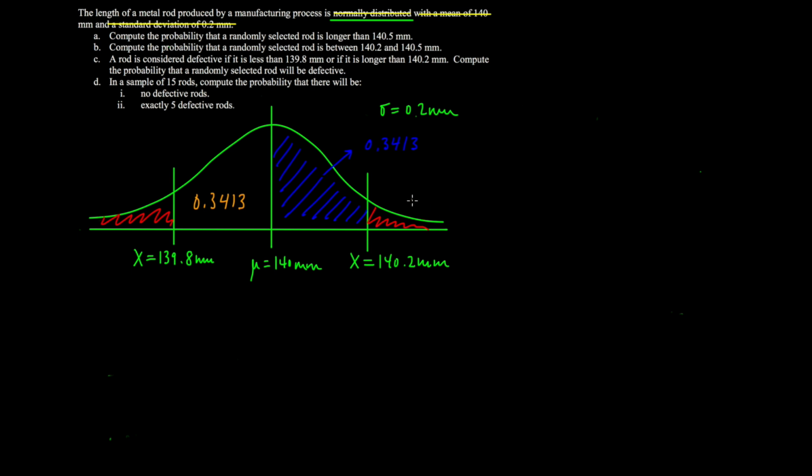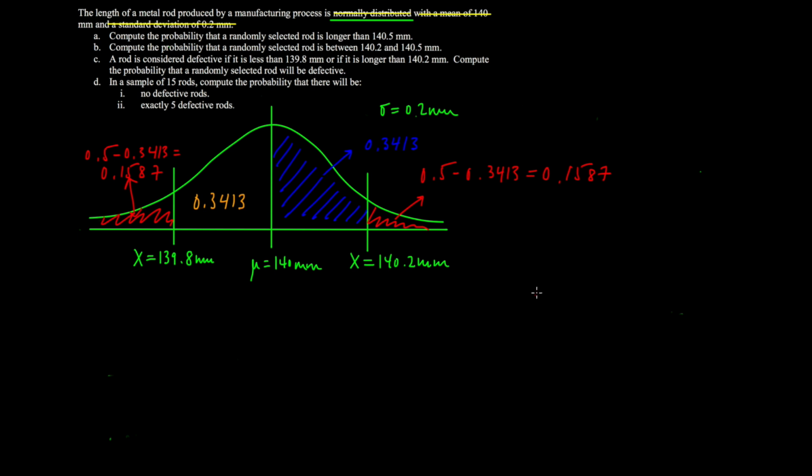But what I want is the two tails, right? So I want the tails in red. So what will we do? Let's solve for this one right here. We know that this one right here is going to be 0.5 minus 0.3413, which is equal to 0.1587. And here it's going to be the same thing. It's going to be 0.5 minus 0.3413, which is going to equal 0.1587.